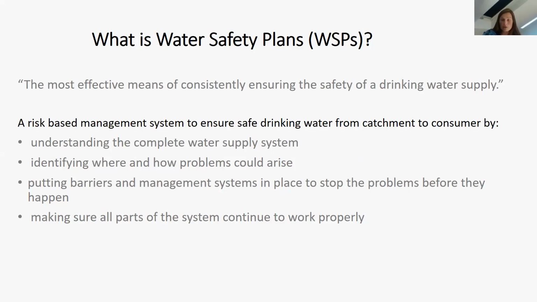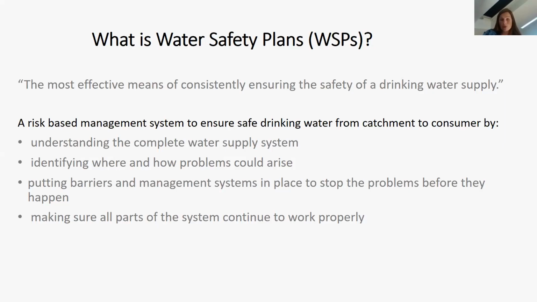So not in general, but really specifically for their context and their system. So trying to put the barriers and management system in place and foresee the problems before they can actually arise. And finally, to assure that all parts of the system continue to work properly also in the long term.